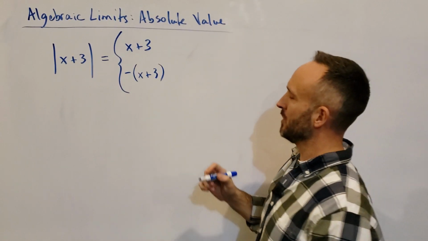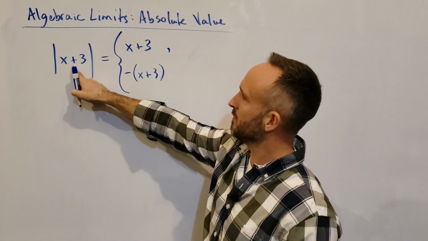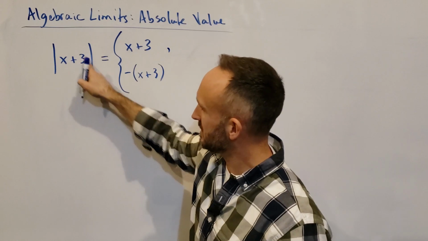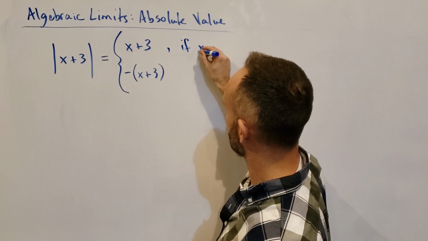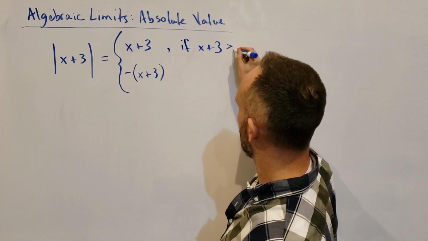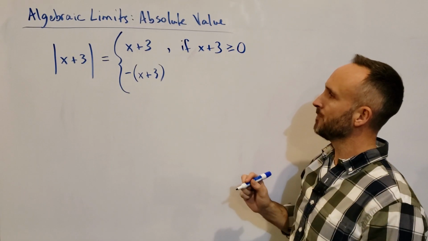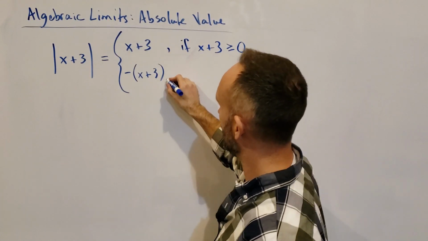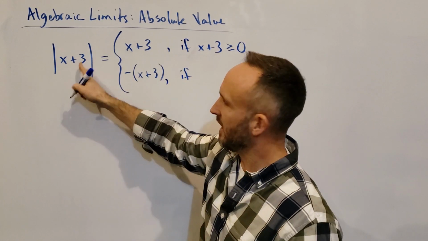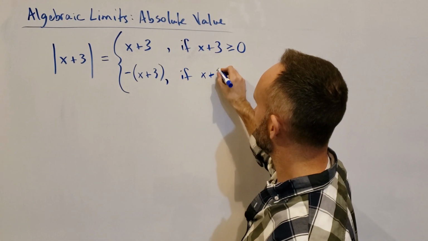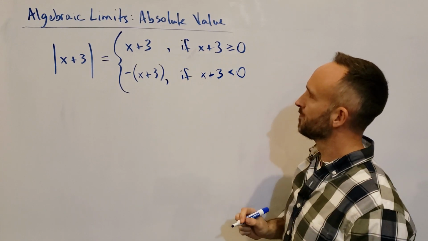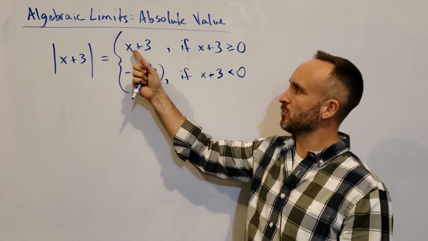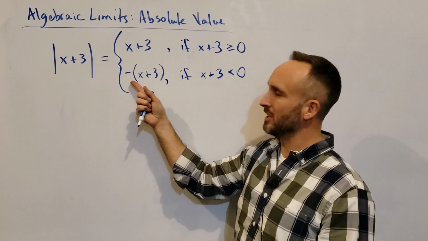Now, when does it output each of those? Well, when does an absolute value output the same thing that's inside? Well, it does that if what's inside, in other words, if x plus 3 is greater than or equal to 0, okay? When does it output the opposite of what's inside? Well, it does that if what's inside, x plus 3, is negative or less than 0. Okay? Now, this is what we call a piecewise defined function. The output is one thing in one scenario, and the output is something else in a different scenario.